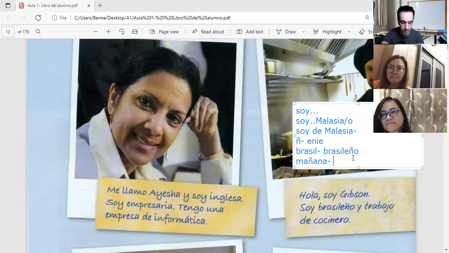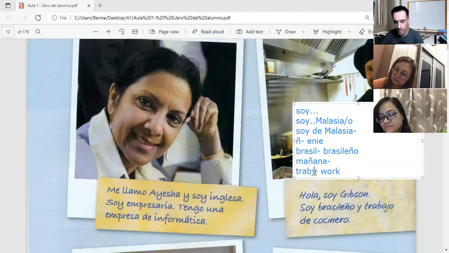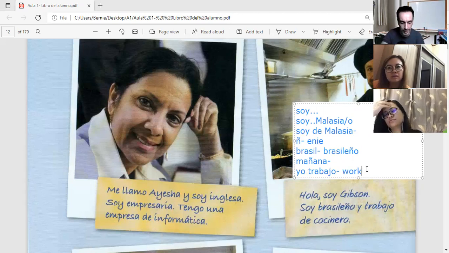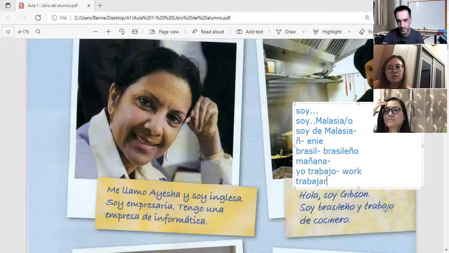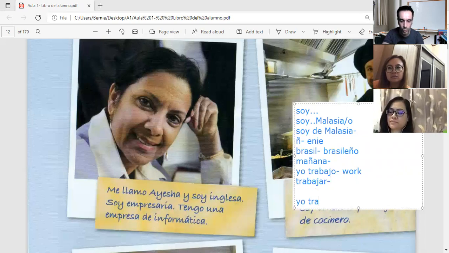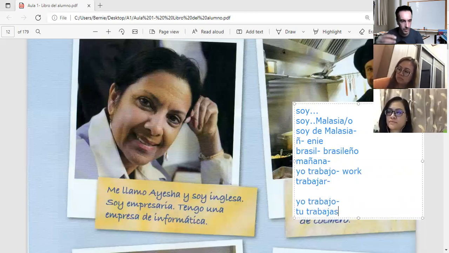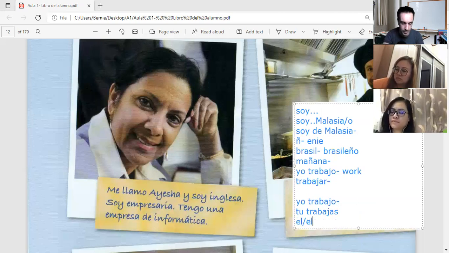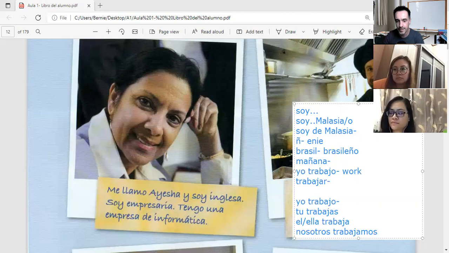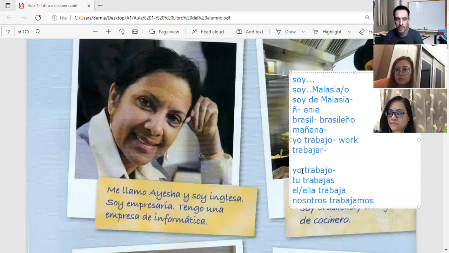Then he says trabajo. Trabajo is work. But he should also be saying "yo trabajo," I work. But since it's already conjugated, because the verb to work is trabajar, when he conjugates, yo trabajo, tú trabajas, you work, él o ella trabaja, nosotros trabajamos, right? So in that sense, he just skips the yo again and makes it easy.